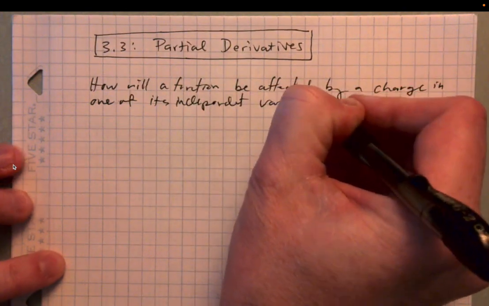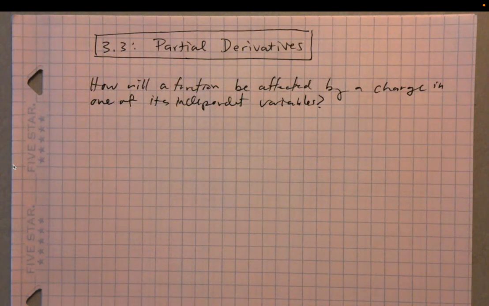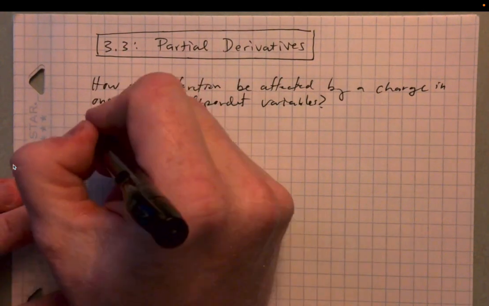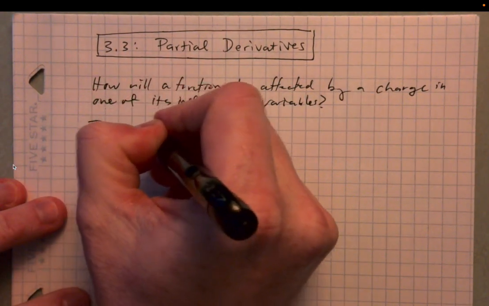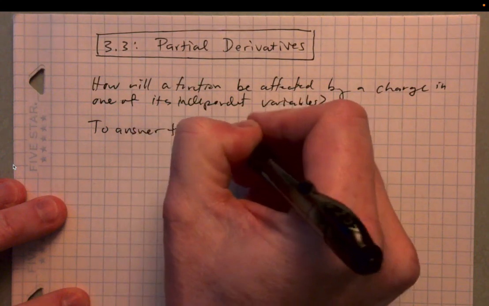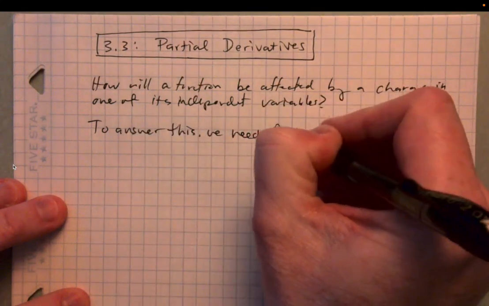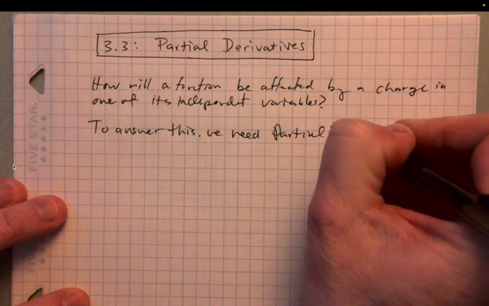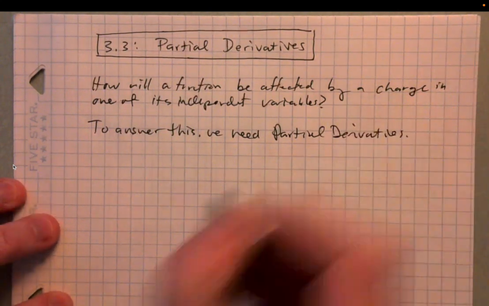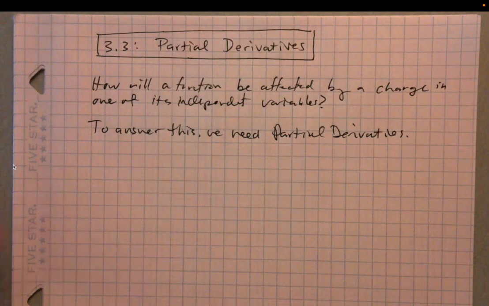Okay, so if I've got a function of x and y, what happens if I just tweak x a little bit or change x and leave y constant? What happens? Well, this is the domain of partial derivatives. All right, so to answer this question, we need to define what we mean by a partial derivative. Okay, so let's go ahead and define the partial derivative.